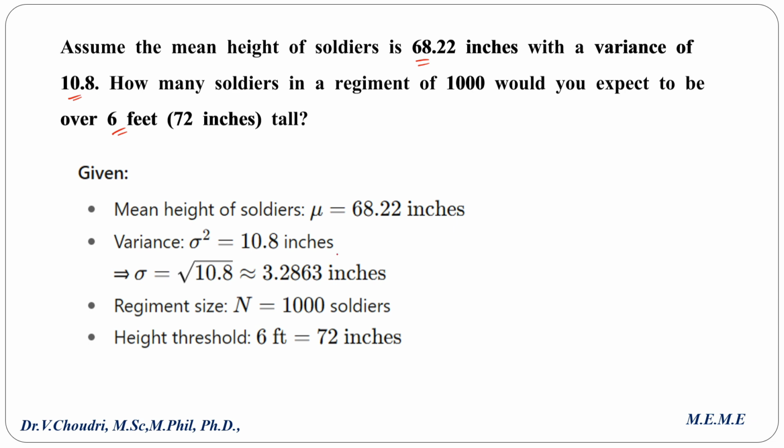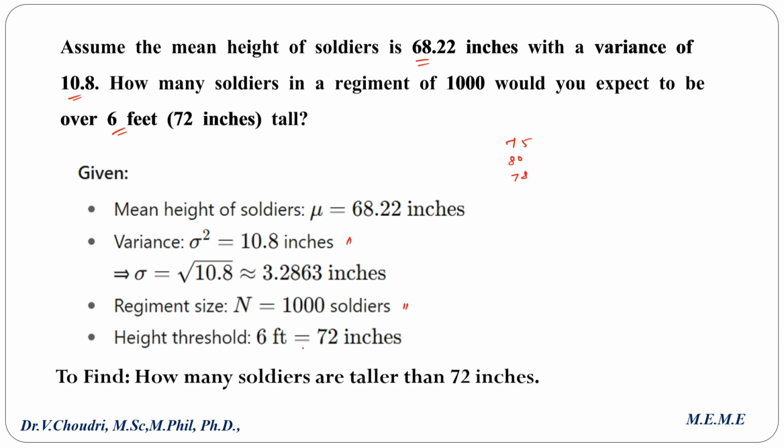The mean height of the soldiers is 68.22 inches. Suppose one soldier's height is 75, another 80, another 78, and so on. The average of these heights is 68.22 inches. So every soldier has some difference in height, that is the variance, 10.8 inches, and the standard deviation is 3.2863. The regiment size, total number of soldiers, is 1000. The height threshold, 6 feet, equals 72 inches. Now, what are we going to find?